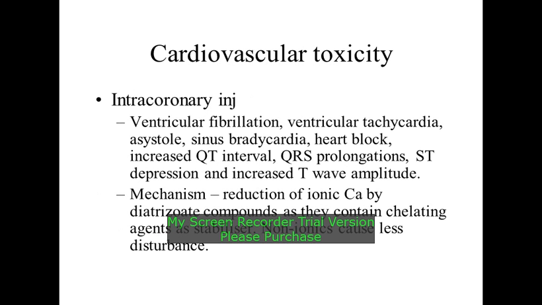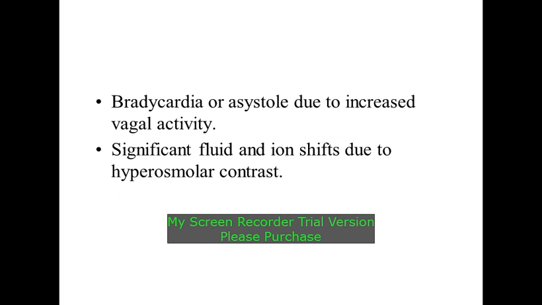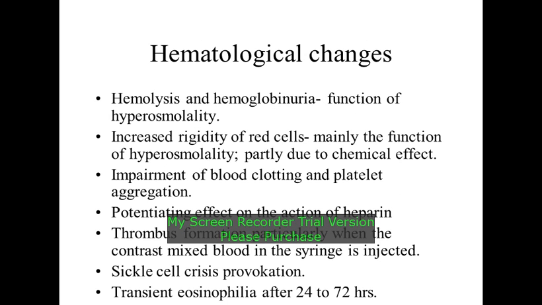Cardiovascular toxicity: intracoronary injection causes ventricular fibrillation, ventricular tachycardia, asystole, sinus bradycardia, heart block, increased QT interval, QRS prolongation, ST depression, and increased T-wave amplitude. Mechanism is reduction of the ionic calcium by diatrizoate compounds as they contain chelating agents as stabilizers, and non-ionic causes less disturbances. Bradycardia or asystole due to increased vagal activity, significant fluid and ion shifts due to hyperosmolar contrast.